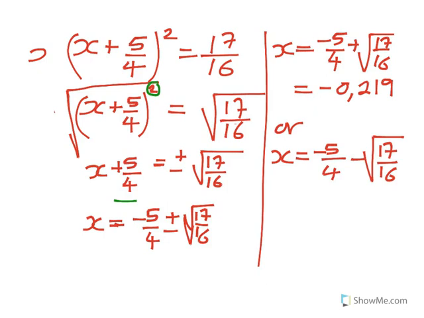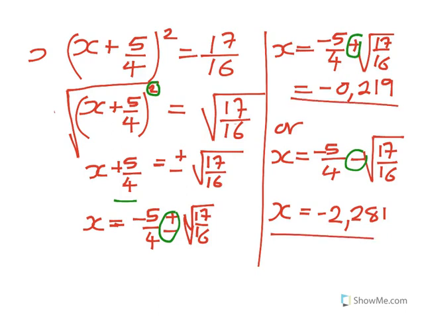Where am I getting the plus or minus? The first one is the positive, which is that positive. The second one is the negative, which is this negative. And when you use a calculator, you're going to get x is equal to negative 2,281 in 3 decimal places. So these are the two values of x, that is completing a square.